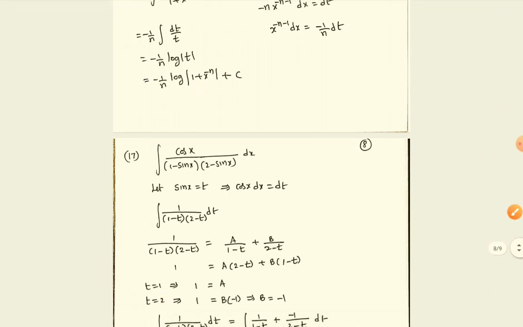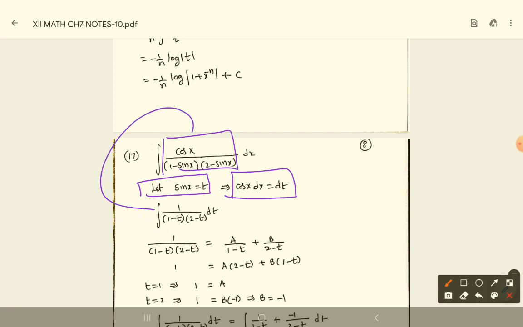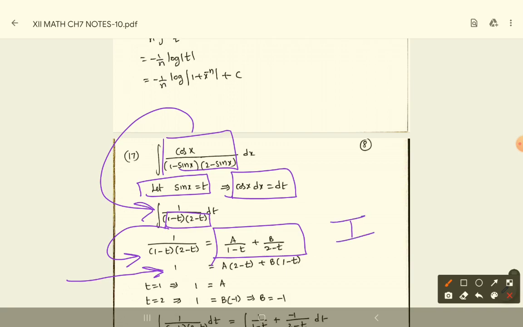Okay. Now the 17th question is integration of cos x by 1 minus sin x into 2 minus sin x into dx. It is a partial fraction decomposition question, but it can be done after taking sin x is equal to t. If I take sin x is equal to t, cos x dx is dt, then the integrand can be changed as 1 minus t into 2 minus t in the denominator. So then you can use partial fraction decomposition. After doing partial fraction decomposition of type 1, then you get A, B values.